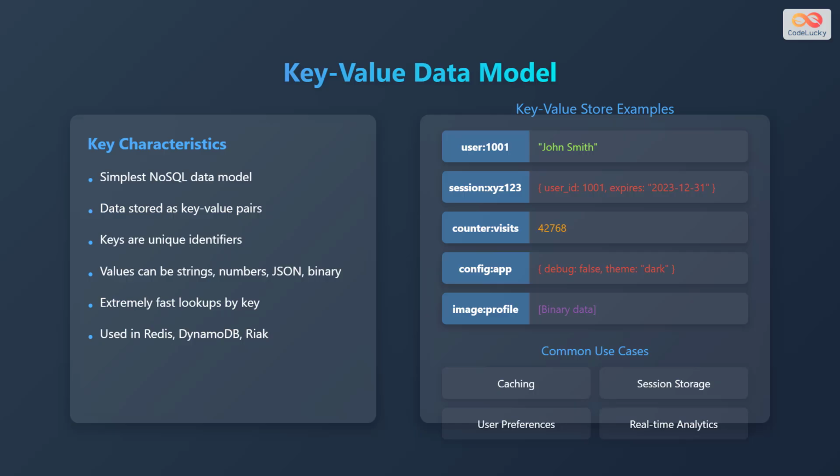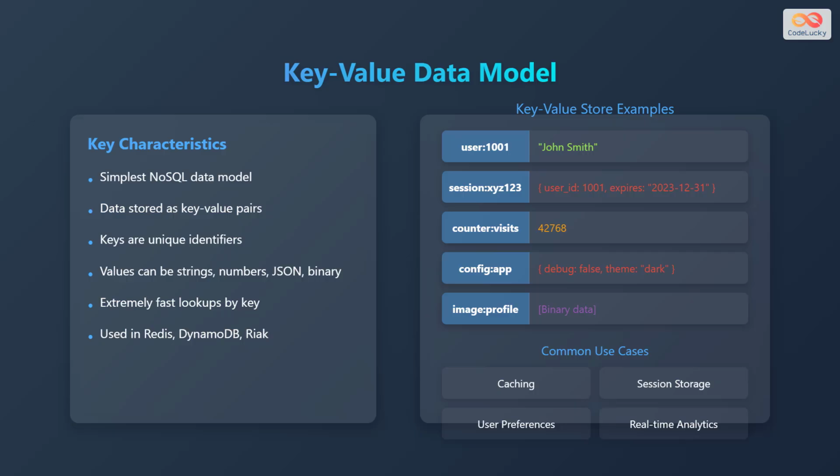Let's dive into the key value data model. This is the simplest NoSQL data model. Data is stored as key value pairs, with keys serving as unique identifiers. Values can be strings, numbers, JavaScript Object Notation, or JSON, or binary data. It facilitates extremely fast lookups by key and is used in databases like Redis, DynamoDB, and Riak.